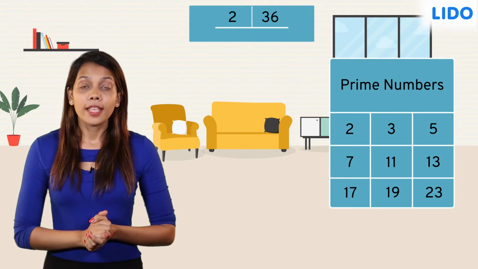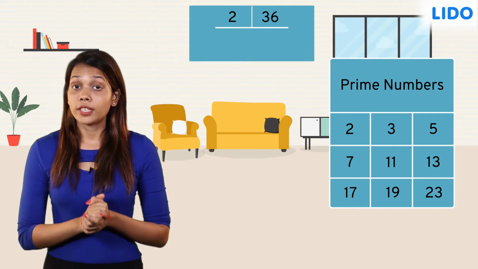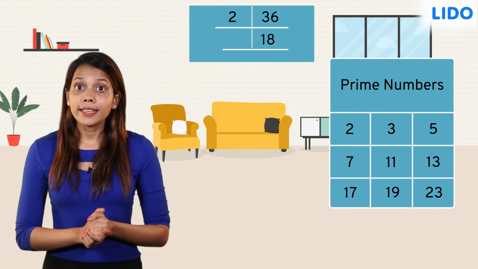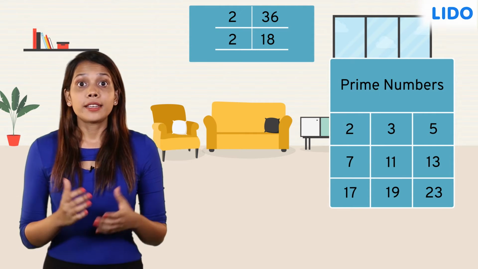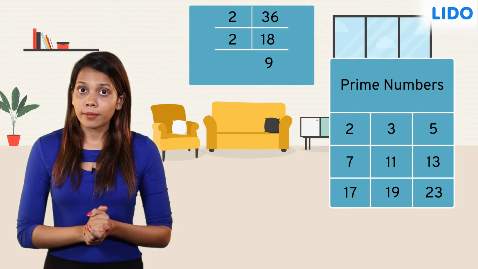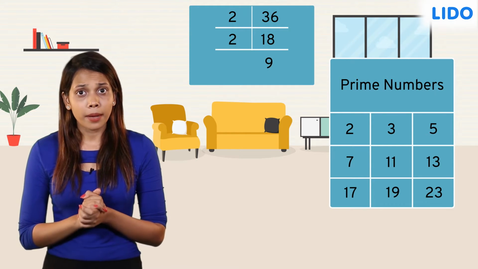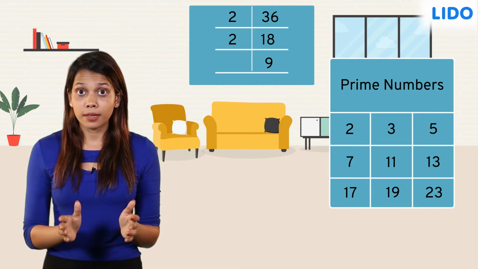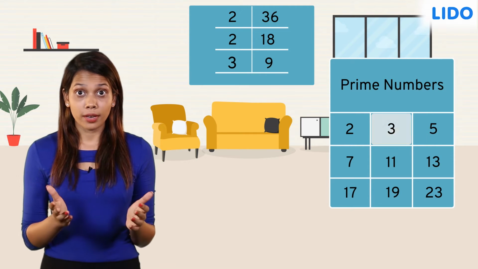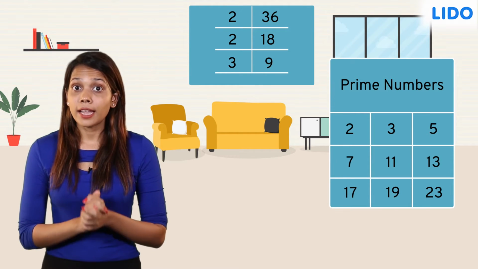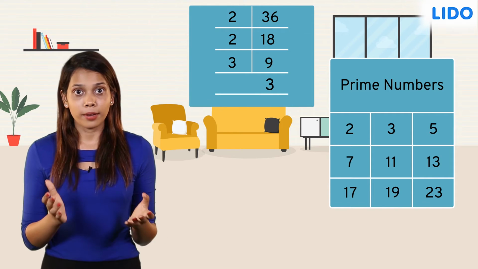Let's find the prime factors of 36. 36 is divisible by 2. Dividing, we get the quotient 18. Again, 18 is divisible by 2. Dividing, we get the answer 9. 9 isn't divisible by 2, but it's divisible by the next prime number, 3. Finally, dividing 9 by 3 gives us 3.